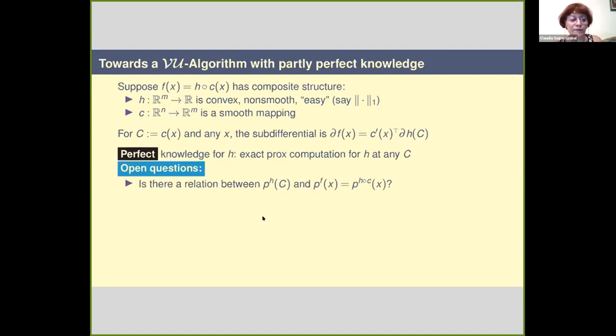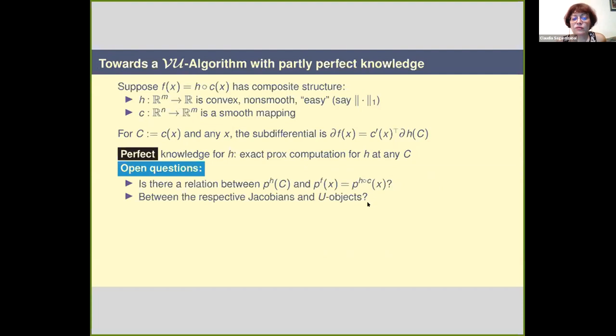And the questions are: is there some relation? Because we know how to compute exactly the proximal point of our function h at the image, what can we say about the proximal point of the composition?